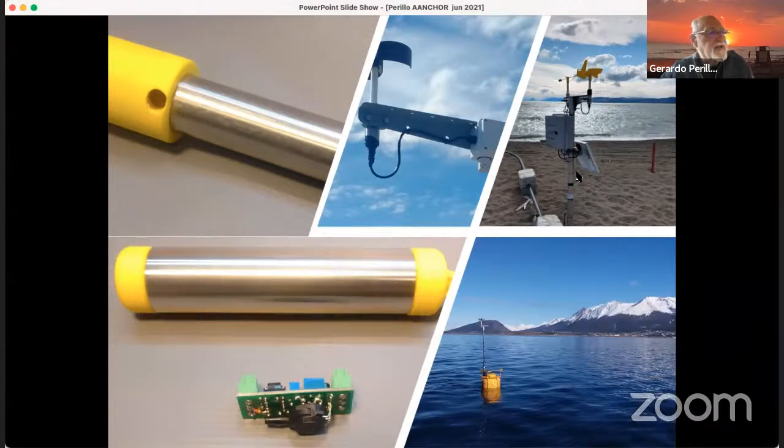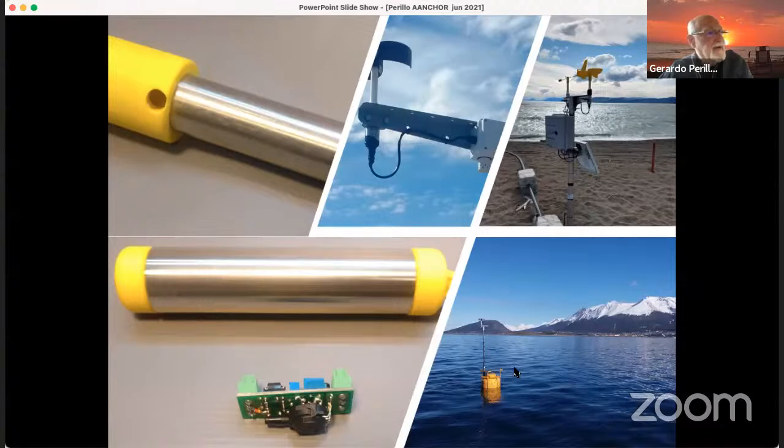This is on the side of a lake. And this is a typical buoy that we have developed. We built the first oceanographic buoy that has been installed by Argentina in the Drake Passage. And so far we have something like 15 buoys, both in oceanographic environments and lakes. And these all are working very, very well.